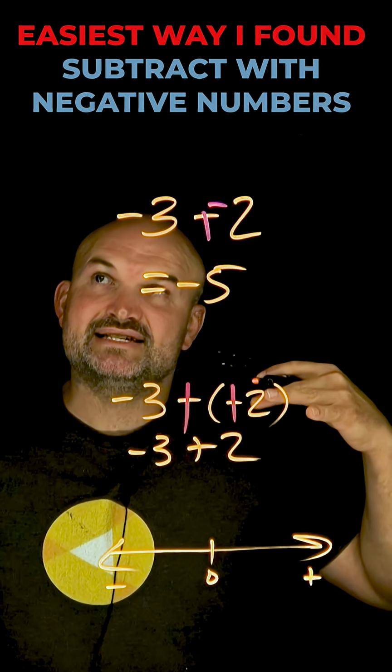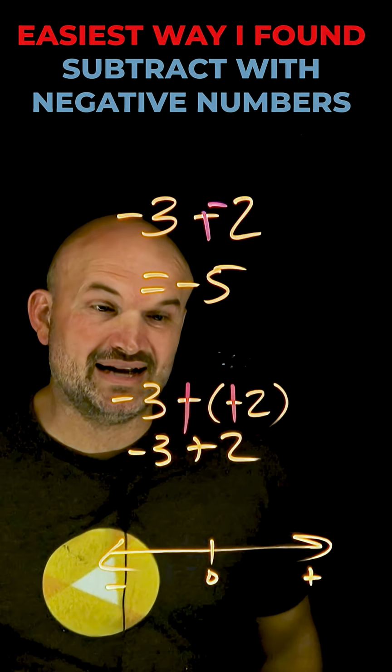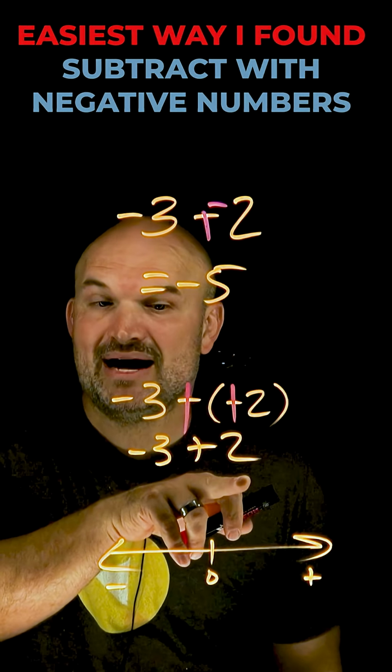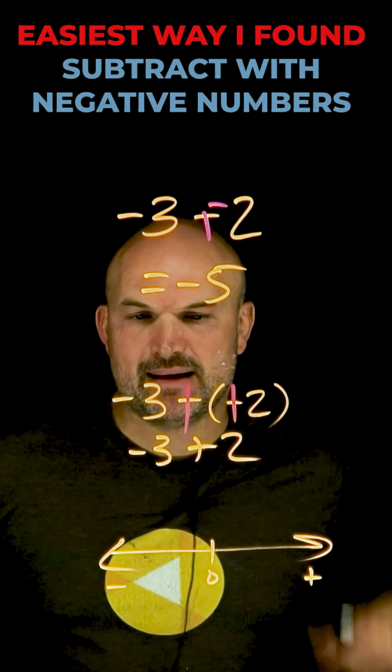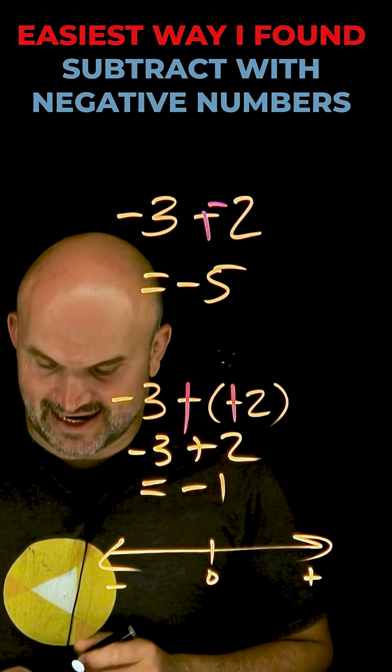So if I think about this in terms of my financial explanation, I owe you $3, but I have $2 in my pocket. If I combine those, which is addition, I'm now just going to owe you -$1.